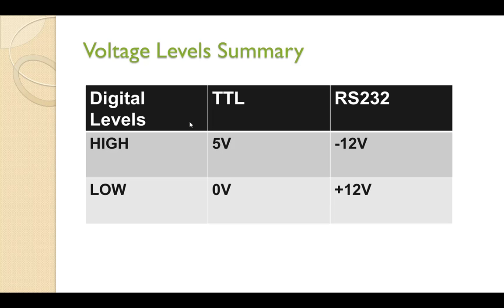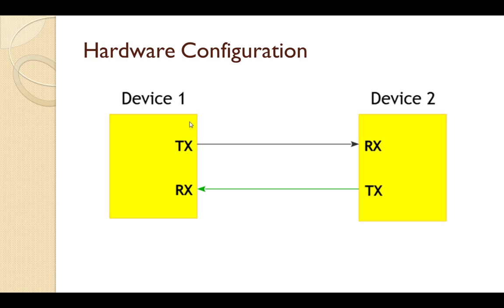So moving forward, when we are connecting from device 1 to device 2, device 1's TX should be connected to device 2's RX, and device 1's RX should be connected to device 2's TX. It should be a cross connection, right? You can't connect TX to TX. You can't hear and speak both with your mouth, right? Same thing.